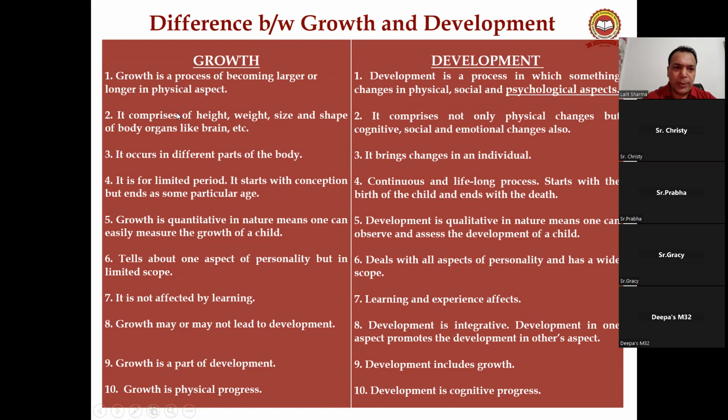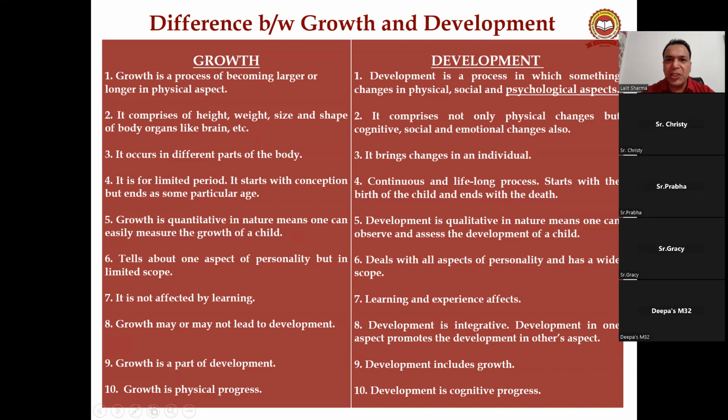See the second point, growth. It comprises height, weight, size, and shape of the body organs like brain, etc. See the second part of development. It comprises not only physical changes, but cognitive, social, and emotional changes. Internal, right? So that means development happens, right?